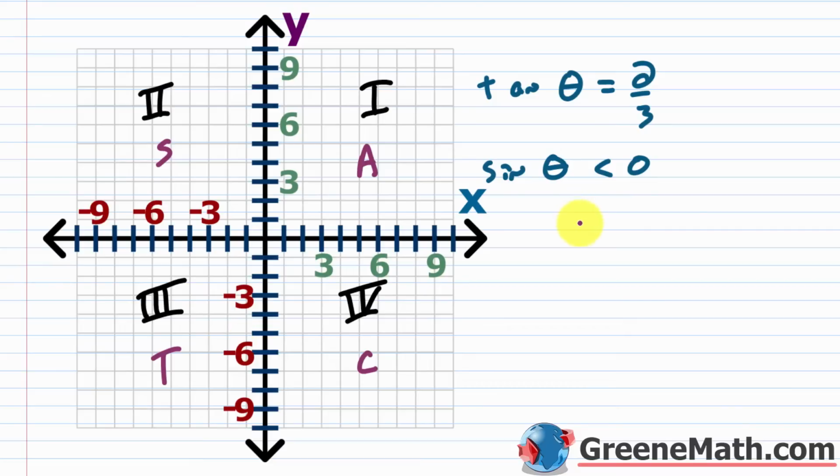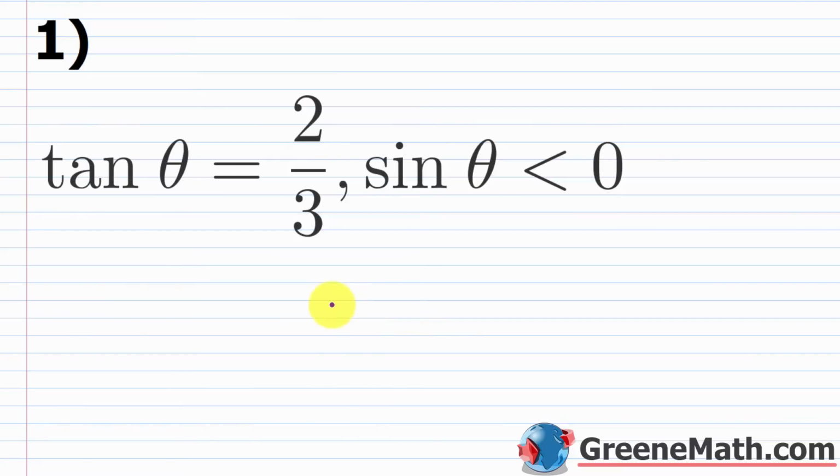Now, in this particular example, the tangent of theta is a positive 2/3. So the tangent of theta is positive in quadrants 1 and 3. Then we're told that the sine of theta is less than 0 or negative. Well, the sine of theta is negative in quadrants 3 or 4. So putting the two pieces of information together, it's going to tell us that this angle theta is going to lie in quadrant 3. So I'm going to come back up, and I'm just going to say that our angle theta is in quadrant 3. So we're just going to write that out, and we'll remember it.